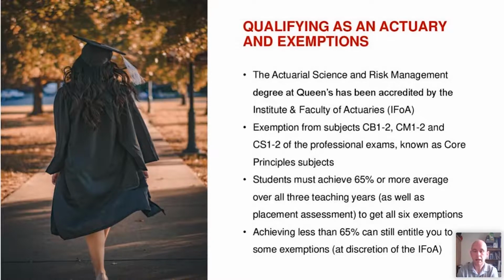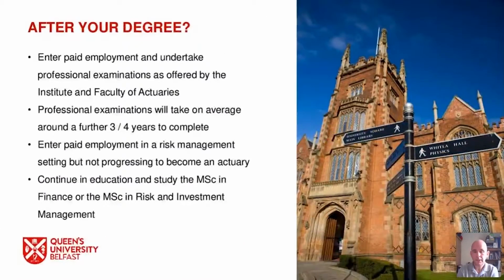So our modules in the actuarial degree map to Institute and Faculty of Actuaries subjects. If you perform well, for example, in Actuarial Maths 1 and 2 with me, you may be eligible for the CM1 exemption. Our students, if they don't come out with the block exemption, which a lot of them do, normally come out with between 1 and 5 exemptions as well. So what is the attraction of the exemptions?